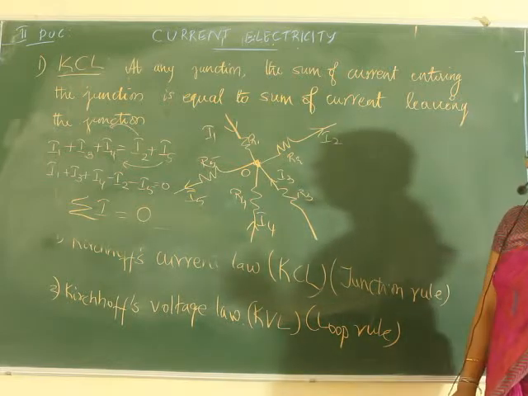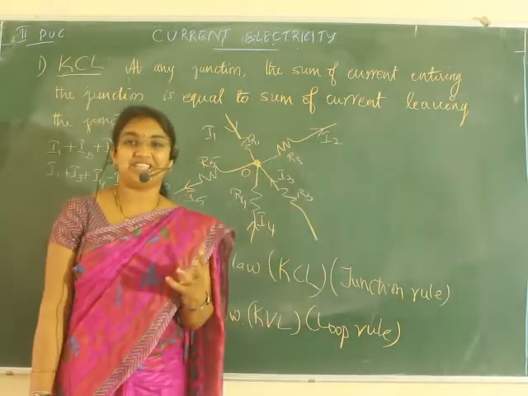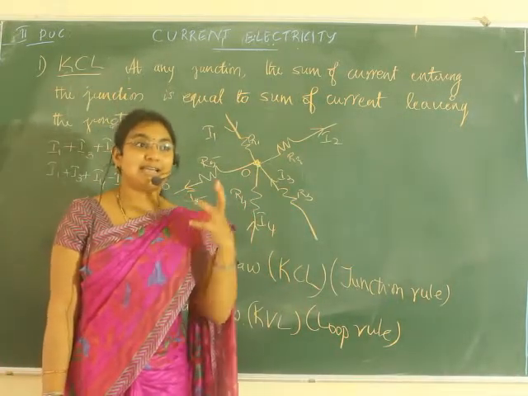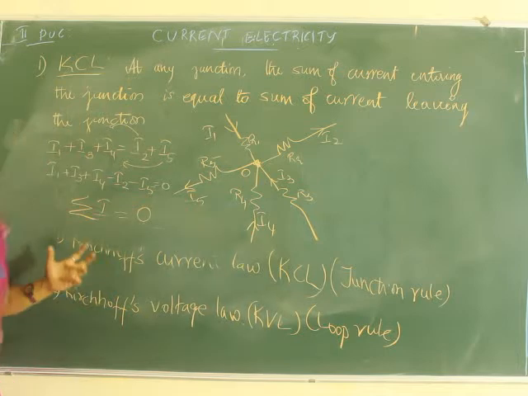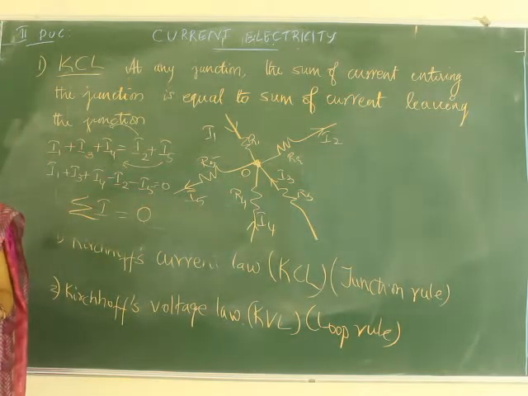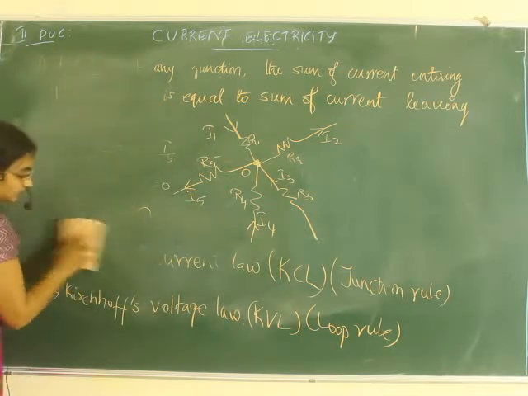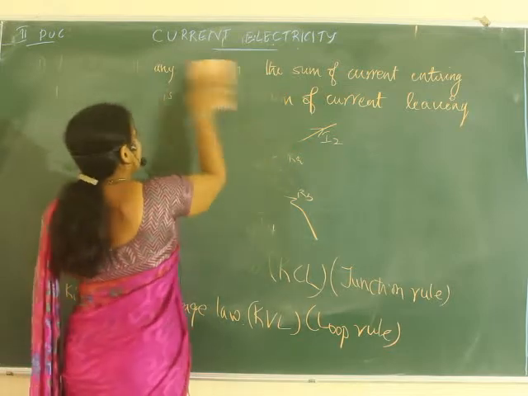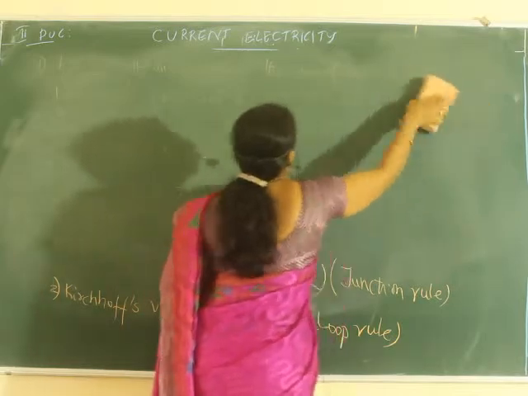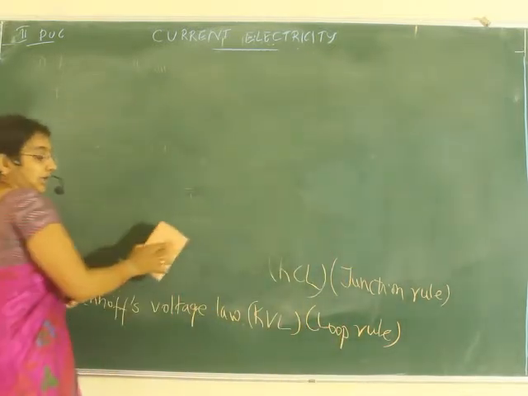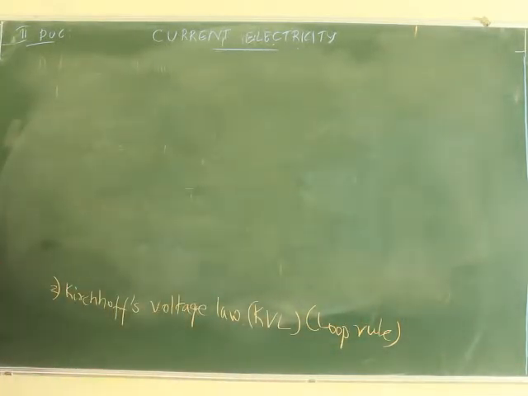Next one is KVL or nothing but loop rule. Loop means what? It is a mesh kind. Mesh means what? It is like a net, one connected to the other. So we call it as a loop. We will go for KVL. So this diagram, along with the equations and statement, you have to write in your notes. Don't forget. Okay. And this contains 2 marks. Both the rules are very, very, very important.